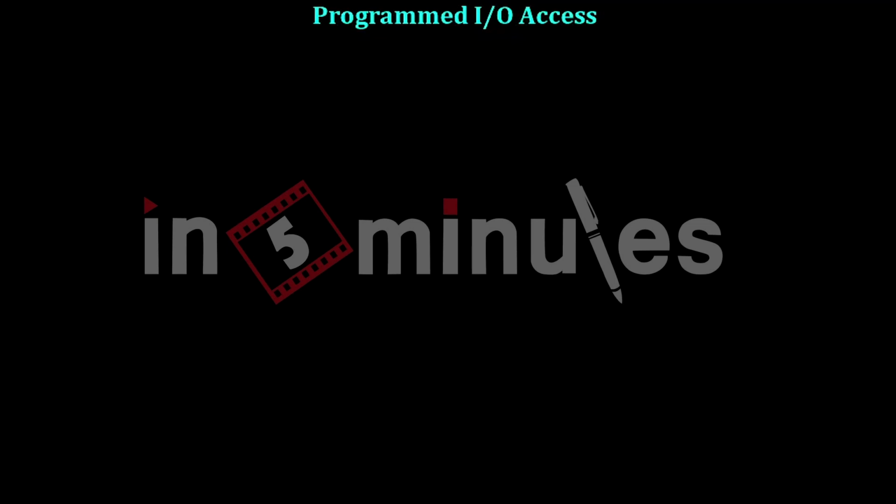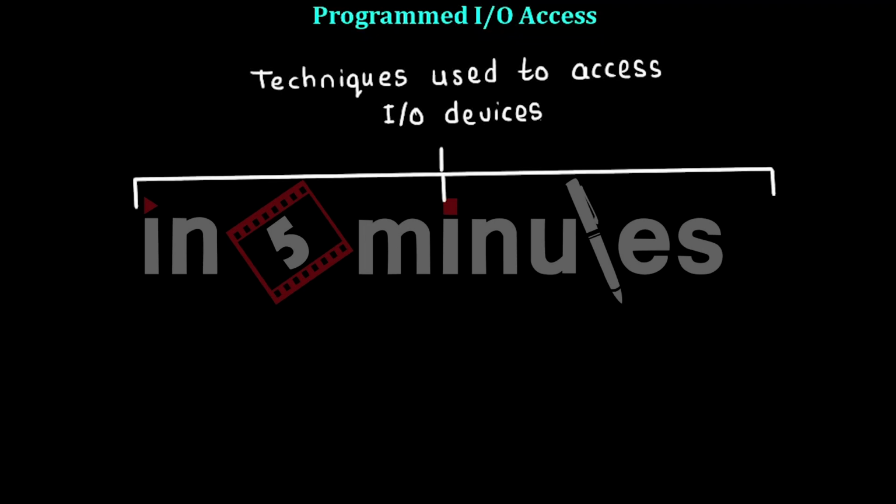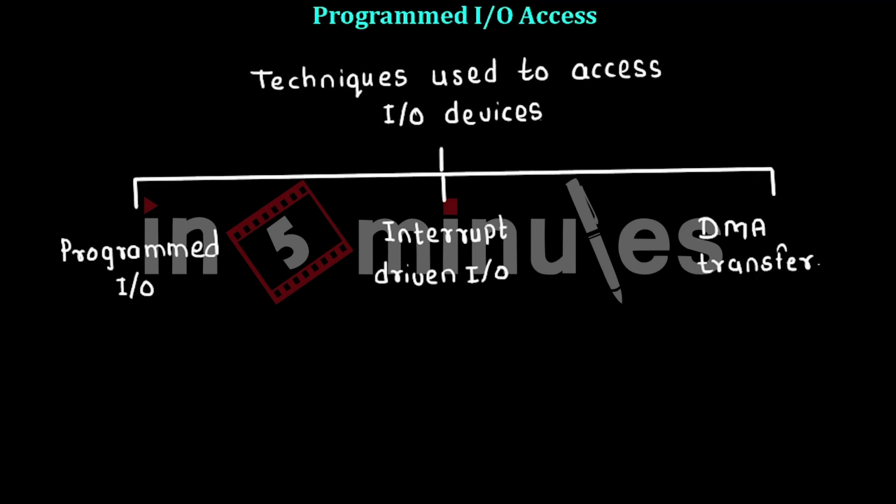In this video, we are going to start talking about the different techniques that are used for accessing the input-output devices. There are three types of techniques which are used to access I/O devices: programmed input-output control, interrupt-driven input-output control, and DMA transfer. So let's have a look at them one by one.